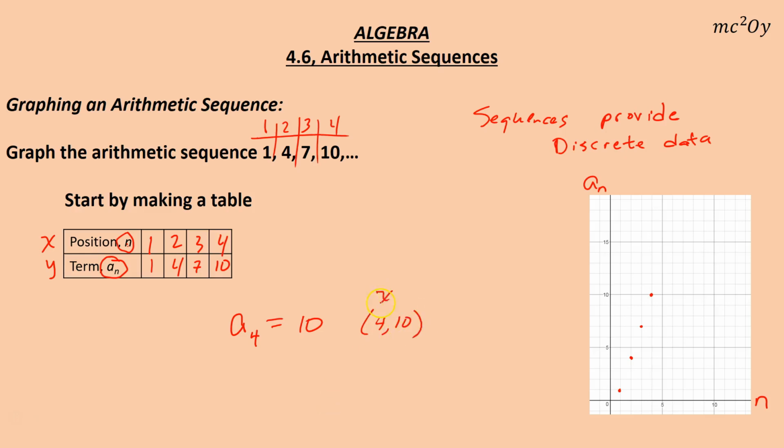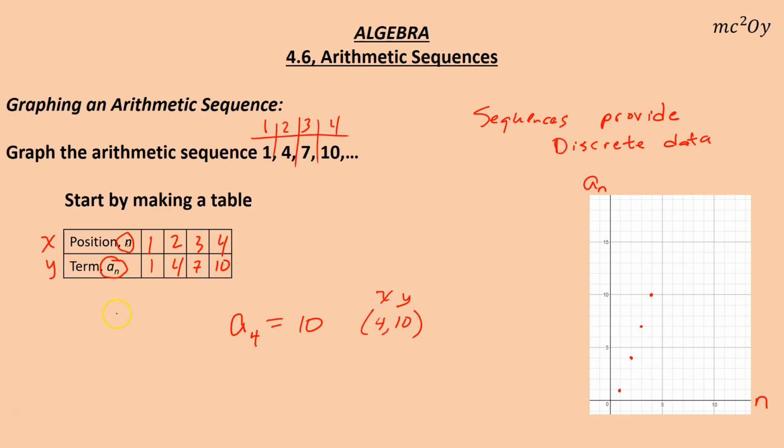Okay, now think back, X and Y. Try to relate it to that. So X is 4, Y is 10. That's all it means. So what's kind of confusing about this, you see these new things, and that's why I tried to introduce it with X and Y. But really, they just mean the same thing as X and Y. We just call it N and A sub N.